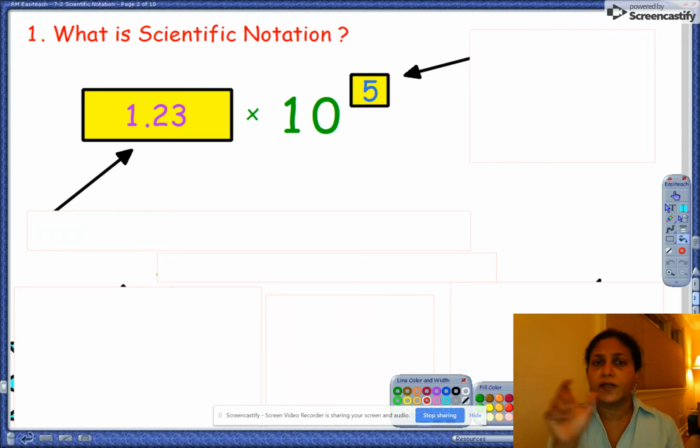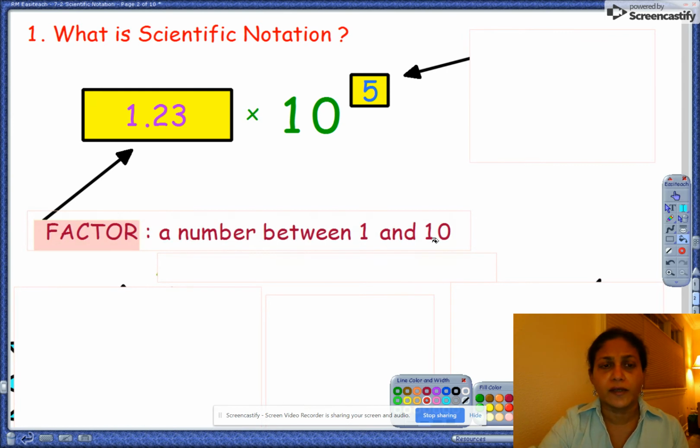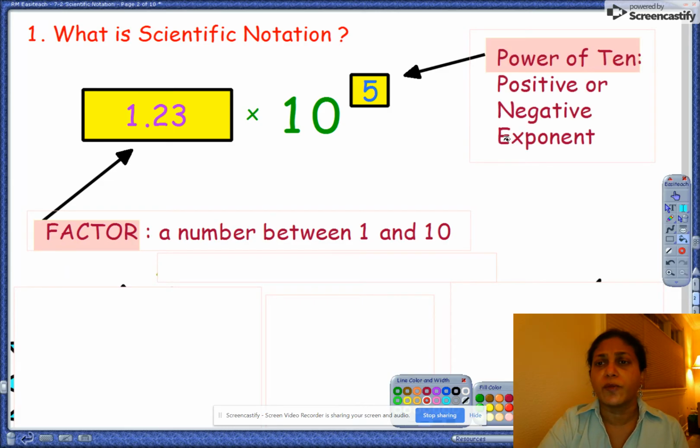Scientific notation numbers come in two parts. The first part is known as the factor, and it's a number between 1 and 10. It cannot be less than 1, and it cannot be more than 10. The second part of the number is always going to be a power of 10 with either a positive or a negative exponent. If it's a large number, you will have a positive exponent. If it's a small number, then you will have a negative exponent.